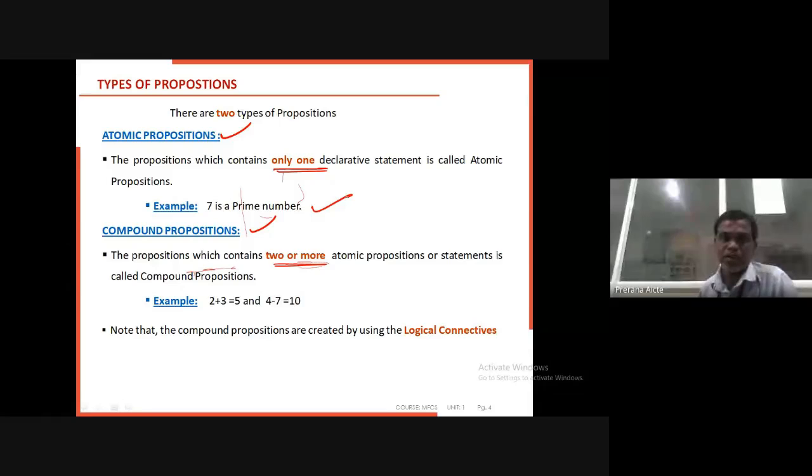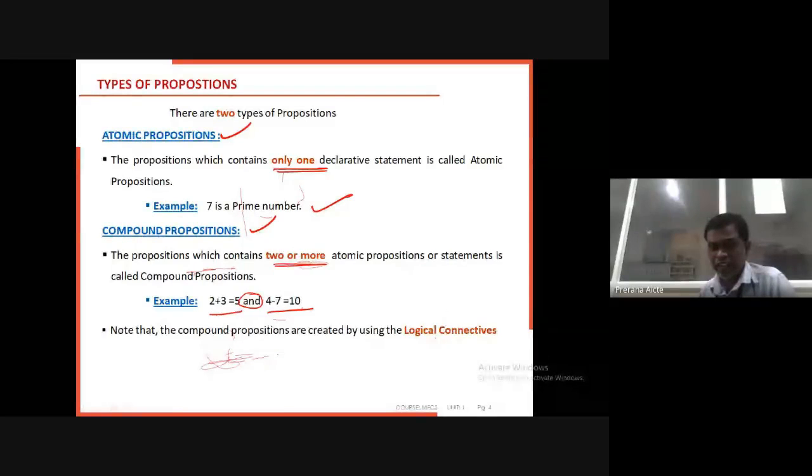Whereas for a compound proposition, I can consider the example 2 plus 3 equal to 5, 4 minus 7 equal to 10. These two are combined by using the word and. So 2 plus 3 equal to 5 and 4 minus 7 equal to 10 are propositions combined by using the word and. Now, if you want to create compound propositions, we need to use logical connectives.